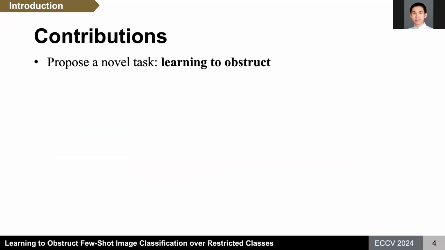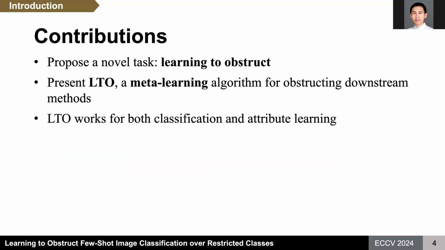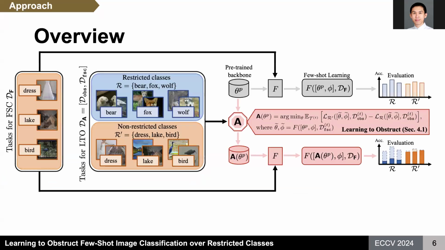The contribution of this work is as follows. First, we introduce the task of learning to obstruct, which is to limit the ability of a pre-trained model to fine-tune on certain classes. Next, we present LTO, a meta-learning algorithm for obstructing the learning of a set of downstream tasks. We show that LTO works for both classification and attribute learning.